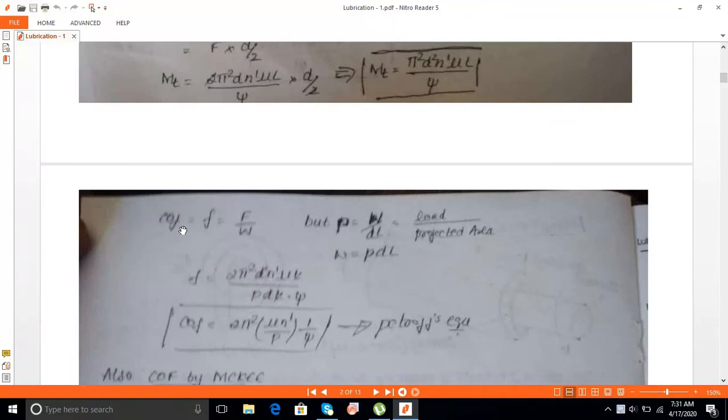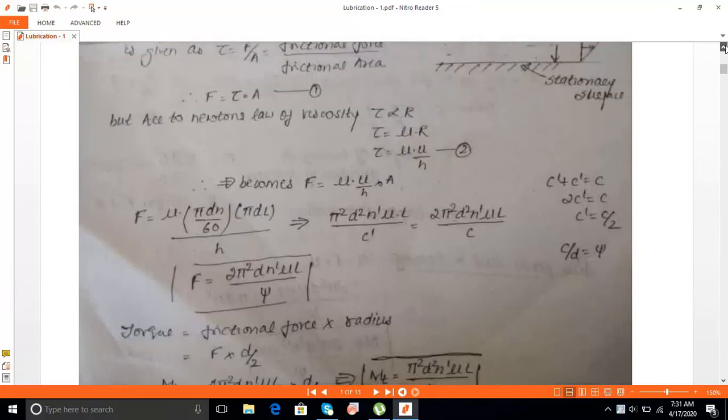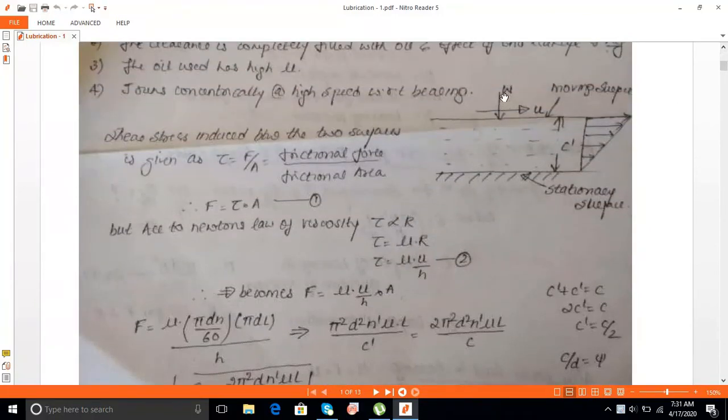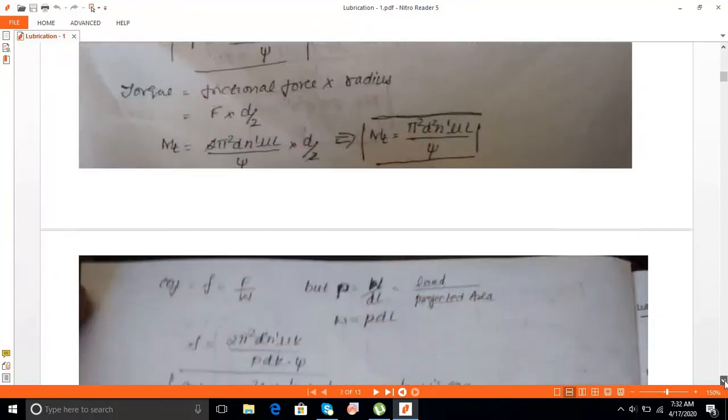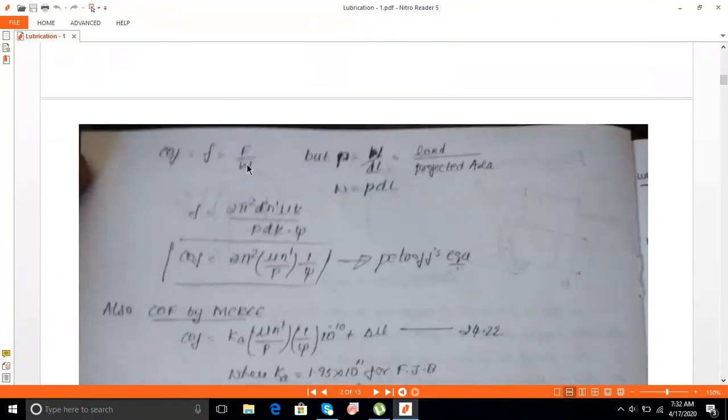Next we require the COF. COF is the ratio of frictional force to applied load. This frictional force and the applied load will be mutually perpendicular. The applied load is in the y direction, and in the x direction we get the frictional force. So these two will be mutually perpendicular. So we say frictional force by applied load, where the applied load is W.